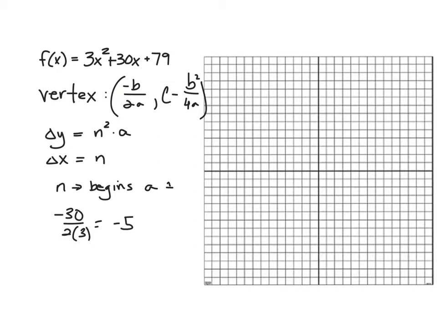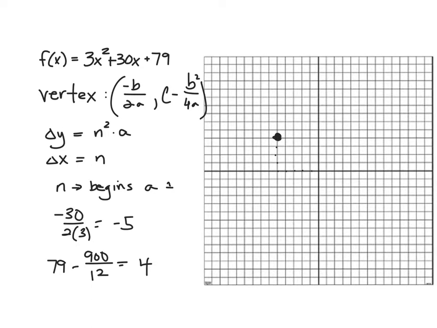And then I'm going to do 79, so c is 79, minus b squared, so 900, divided by 4 times 3, which is 12. So that is equivalent to positive 4, because 900 divided by 12 is 75. So that is my vertex, the first point that I plot. So 1, 2, 3, 4, 5, up 1, 2, 3, 4. So there's my first point.